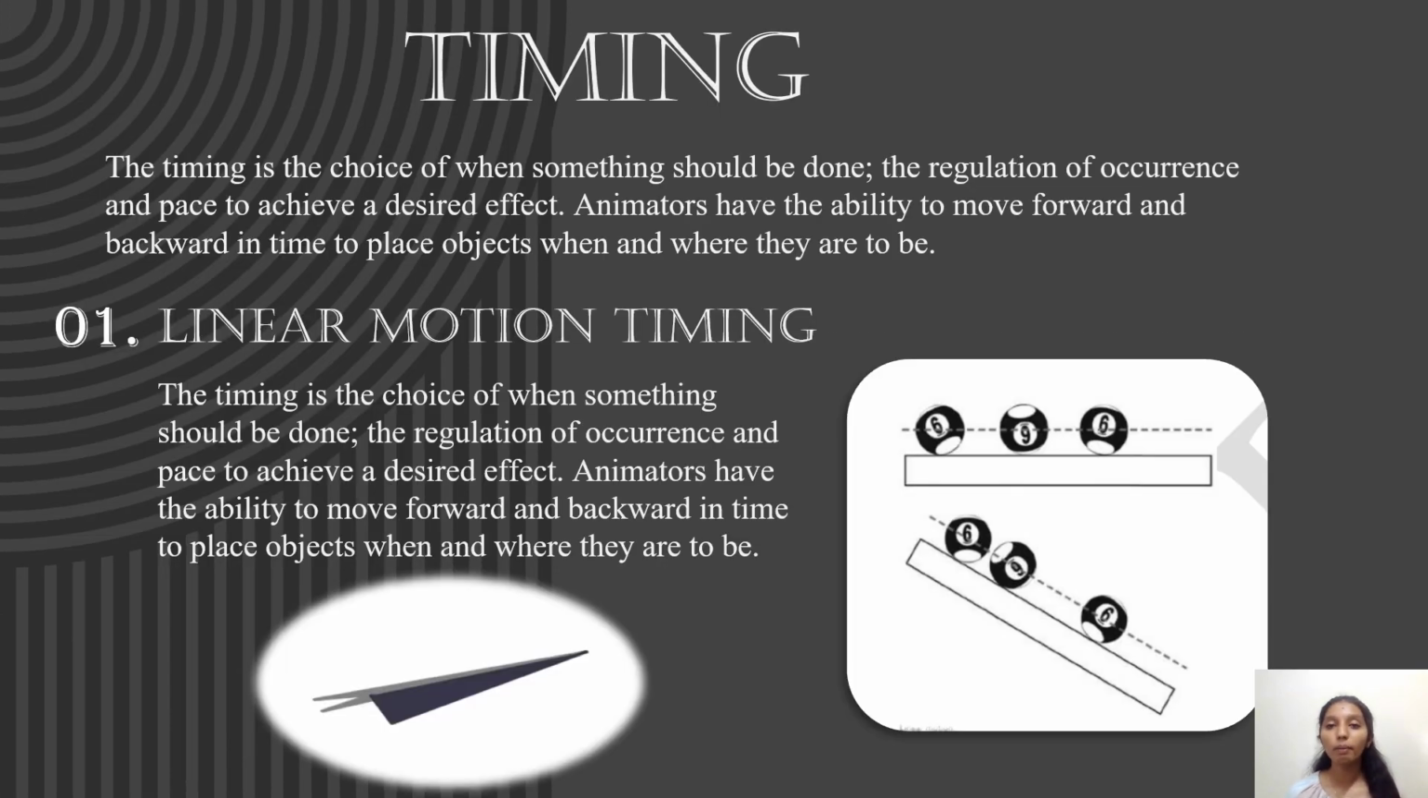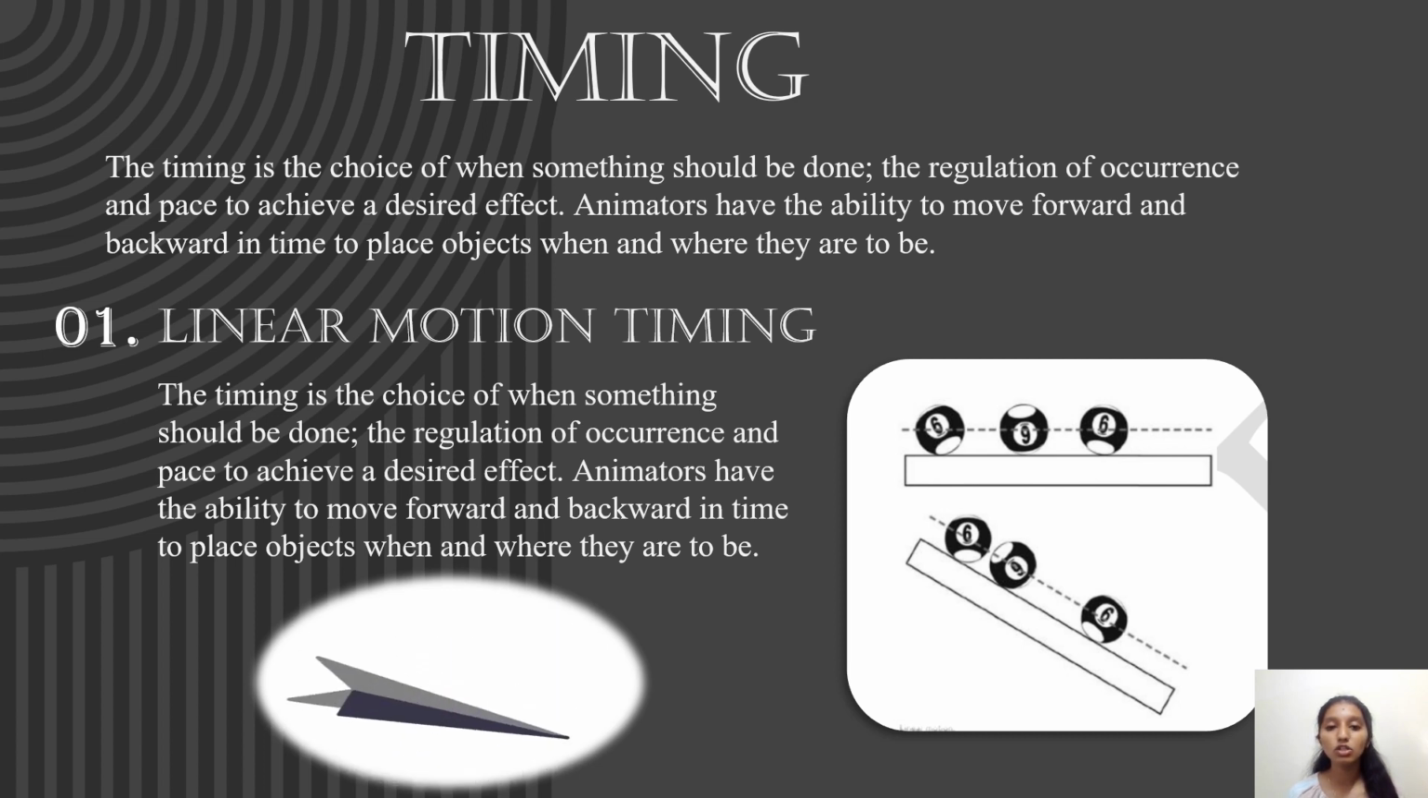Now, let us know about timing. Timing is the choice of when something should be done, the regulation of occurrence and pace to achieve a desired effect. Animators have the ability to move forward and backward in time to place objects when and where they ought to be. The first is linear motion timing.